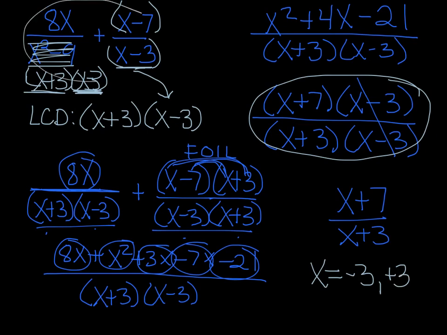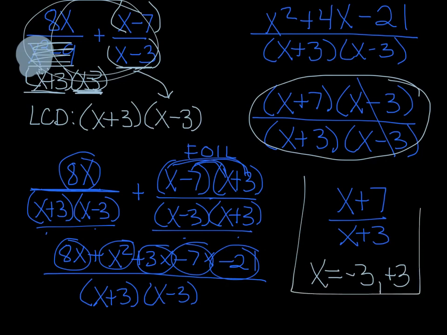in the original problem over here, if I put a positive 3 in for x right there, then I would be dividing by 0, and that just isn't allowed. So there's your final answer. Sorry, cross that out. X doesn't equal. Okay.